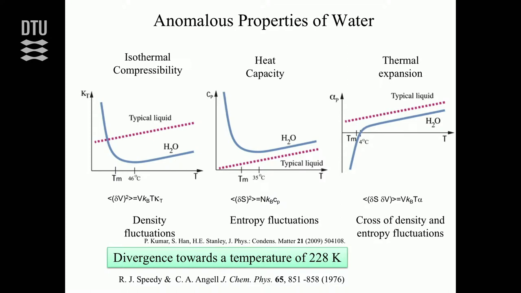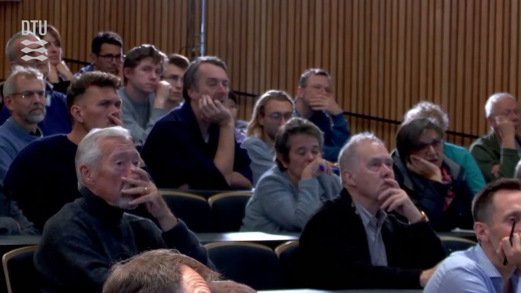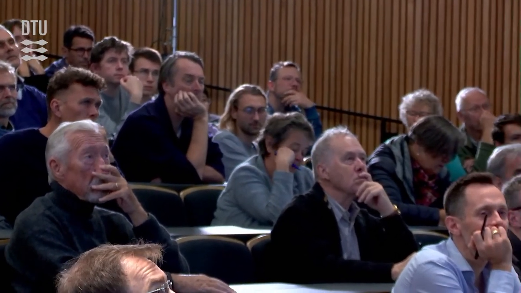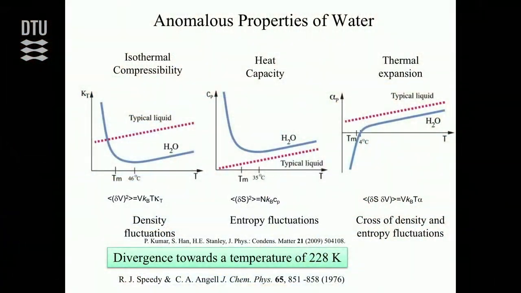As you can see here, the red line corresponds to a typical liquid. And water, when it's warm, behaves as a typical liquid. But then the compressibility goes through a minimum, and as you lower the temperature, it gets easier and easier to compress it. It should become stiffer, so to speak. And here you see the same thing, that the heat capacity really takes off upon cooling. It has to go through a minimum here at 35 degrees. So already at ambient conditions where our life is, we already have this deviation. And of course, you have here the thermal expansion coefficient, where you cross zero at 4 degrees.